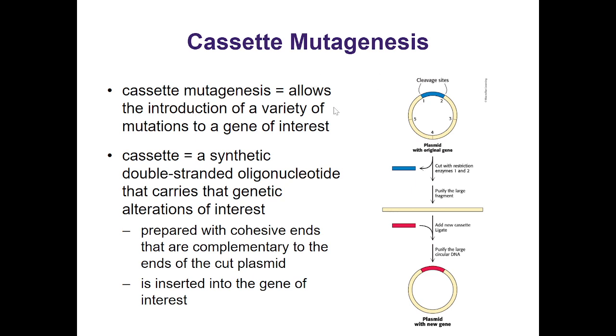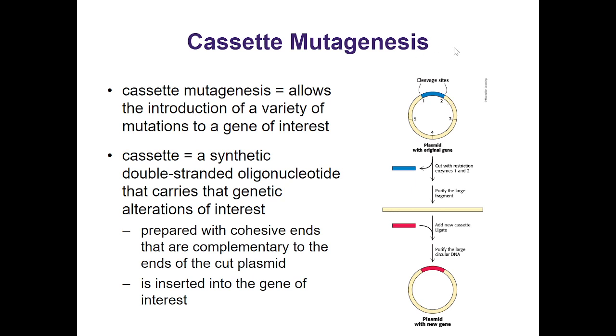So cassette mutagenesis allows the introduction of a variety of mutations to a gene of interest. The cassette is going to be a synthetic double-stranded oligonucleotide that will carry the genetic alterations of interest. This is prepared with cohesive ends that are going to be complementary to the ends of the cut plasmid. It's going to be inserted into the gene of interest. So right here we have the plasmid with the original gene. We're going to select cleavage sites on both sides that'll incorporate the gene that we're interested in. And so we then cut this with restriction enzymes. We can use 1 and 2 if we would like to get the exact one we need.